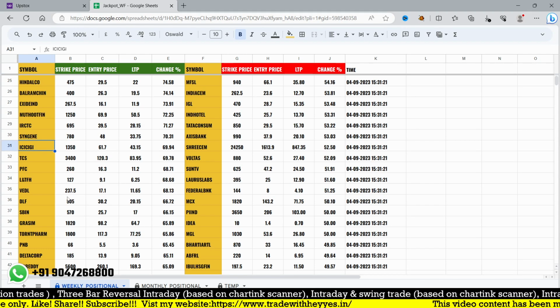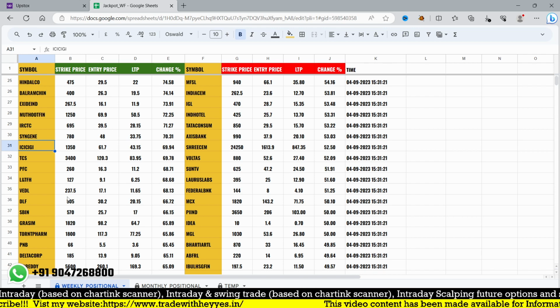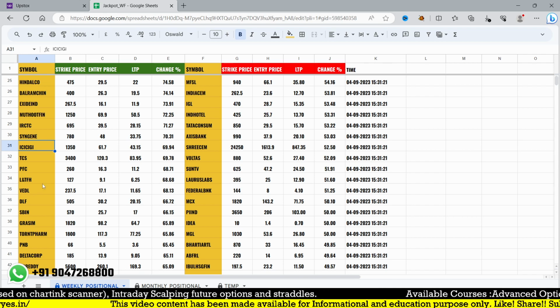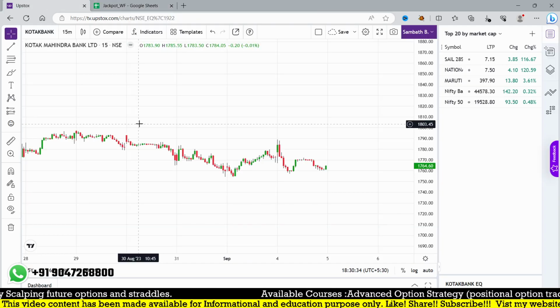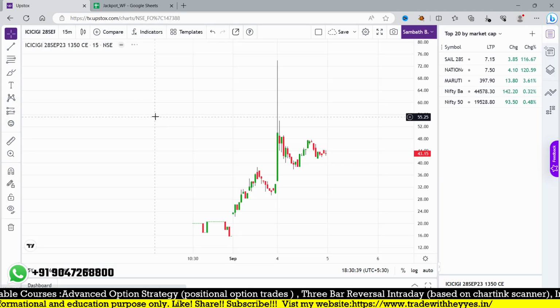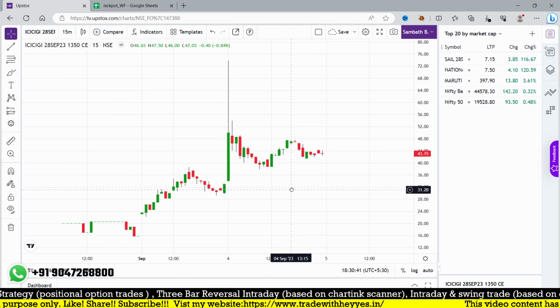Where should our entry point be? The 1350 call option is around 61.7. So let me open that particular strike price on our chart, the ICICI GI 1350 call option. Okay, look at this 1350 call option.